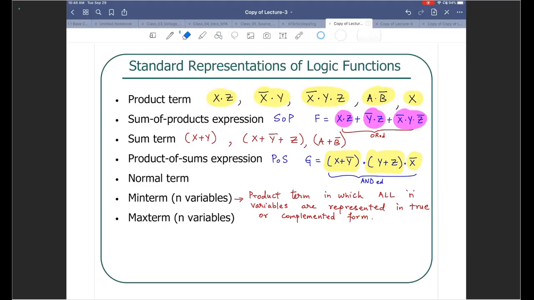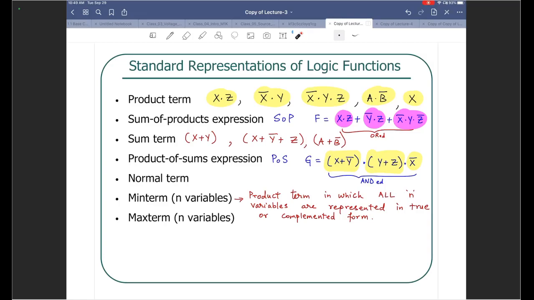What matters is what the n variables are. So if I said there are only two variables x and z, then that is a minterm. If I said x and y are the only two variables, then even that is a minterm. If I said x, y, and z are the three variables, then that is a minterm. But if I said x, y, z, and w are the four input variables to this function, then x complement and y and z is not a minterm because w is not represented there. So it really depends on what the n variables involved are.